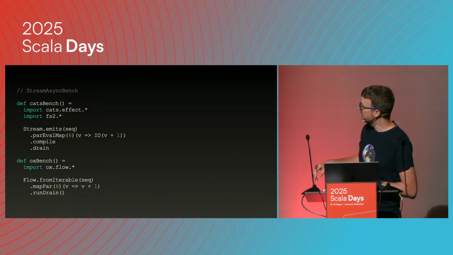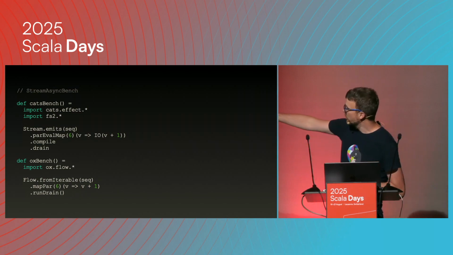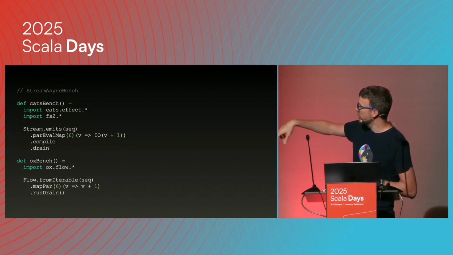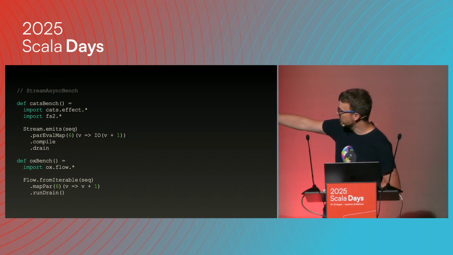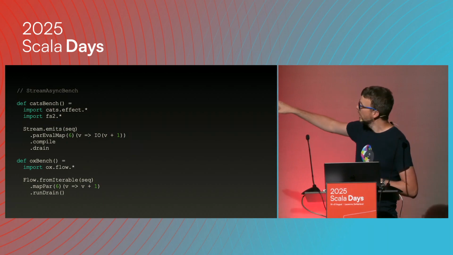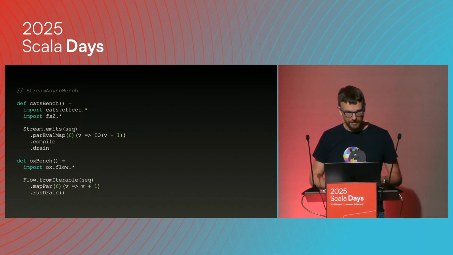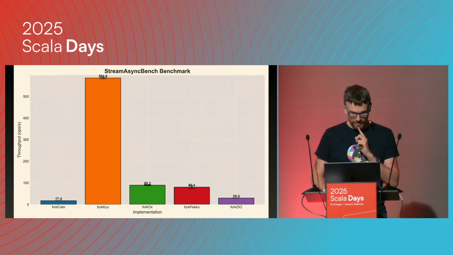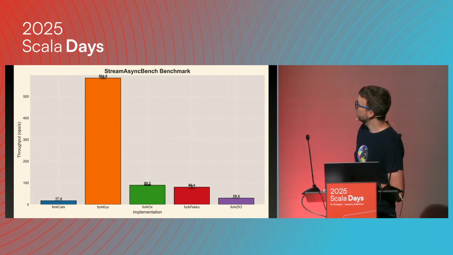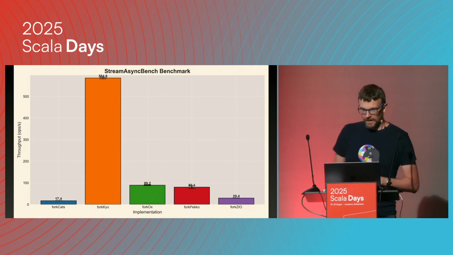So now let's see what happens when we actually introduce some asynchronicity. So we've got a flow or a stream which maps using up to 6 values concurrently. So the code in FS2 and in the flow is quite similar. So here, CAIO kind of shows way up at the top. Ox and Pekko are comparable. FS2 and Zio are somewhat slower.